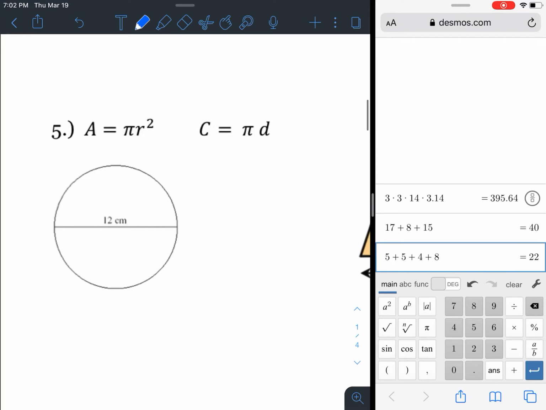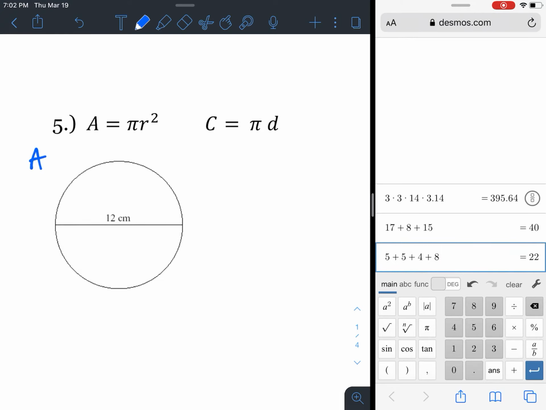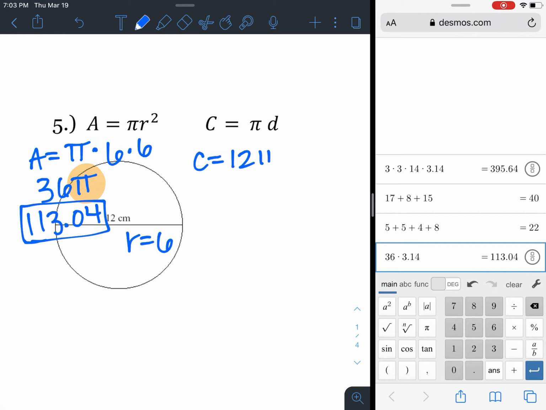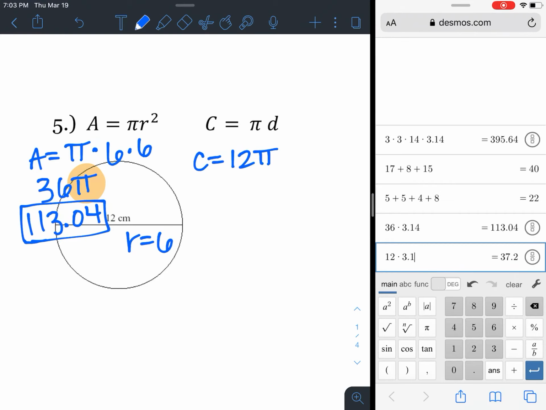Number 5, area, pi r squared. The radius would be 6 because all the way across is 12. So 6 times 6. So either 36 pi or 113.04. Either answer's fine, but make sure you include the pi symbol. And remember, that means times. So if you're typing something into a calculator or into an online answer, you need to multiply. And then for circumference, 12 pi, 12 times 3.14, 37.68.